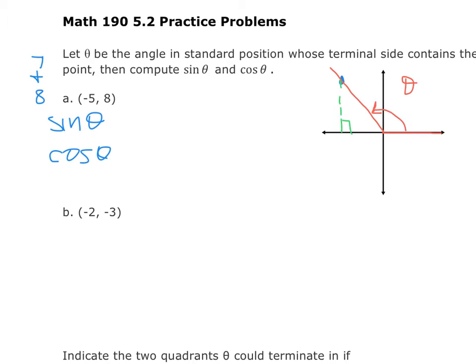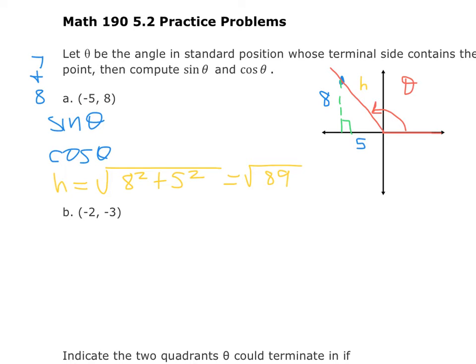Because of that point, we can label the lengths of the sides of the triangle, and we have a side of 5 here and a side of 8. We just need to find the hypotenuse length. So using the Pythagorean theorem, the hypotenuse is going to be the square root of the sum of the sides squared. So we get the square root of 8 squared plus 5 squared, so 64 plus 25, and we'll get the square root of 89.